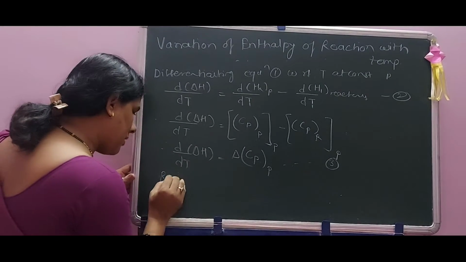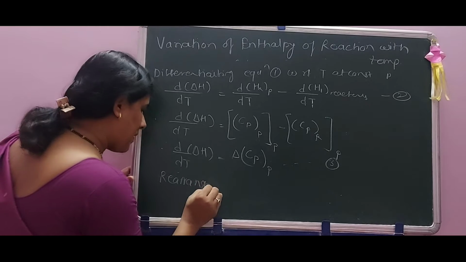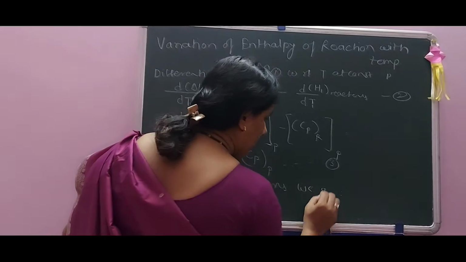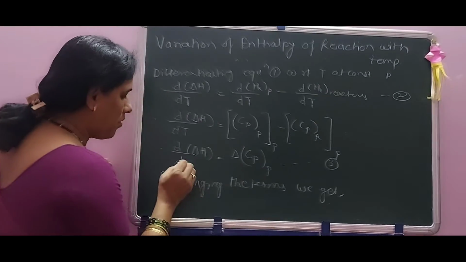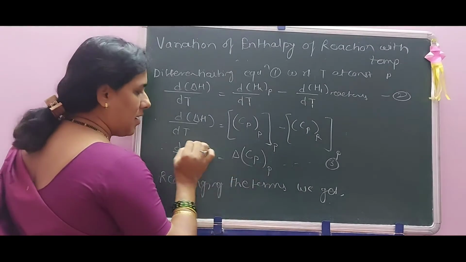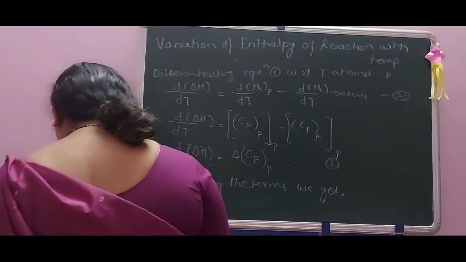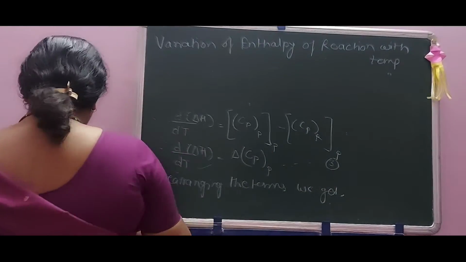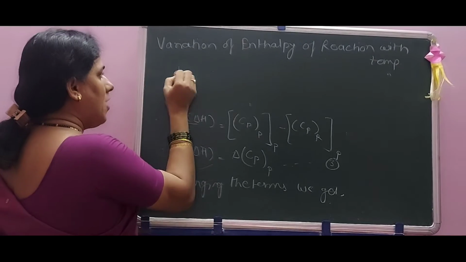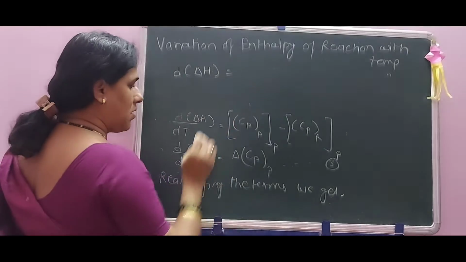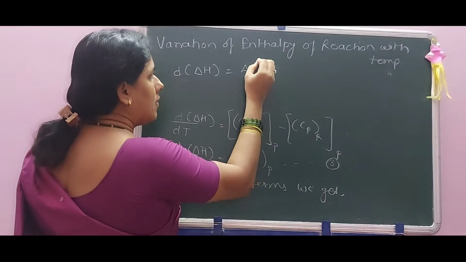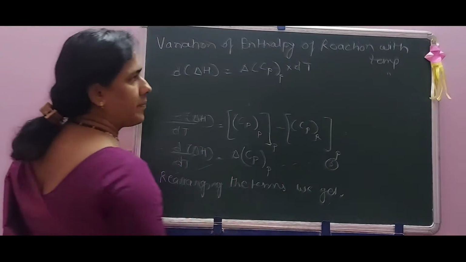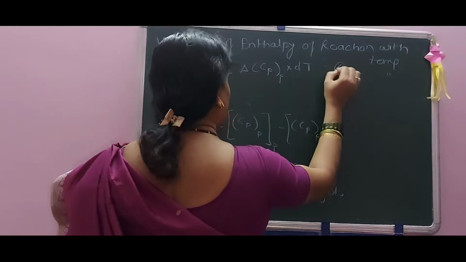Now rearranging the terms, we get, that is, we have to turn this dT along, and this is a cross multiplication, okay. Now here, d of delta H is equal to delta Cp into dT, okay. This is called equation number 4.